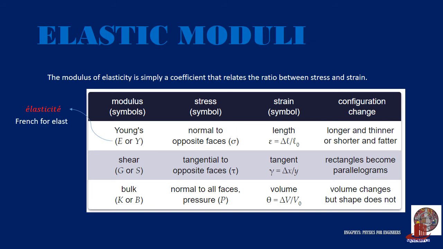Young's modulus derives its symbol E from the French word for elasticity. Shear modulus, with the symbol G, comes from the French term meaning slipping, glissement. The last is bulk or volume modulus, which is denoted as K, from the German term for compression.